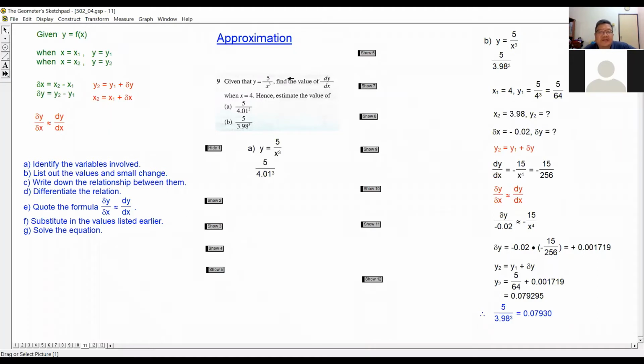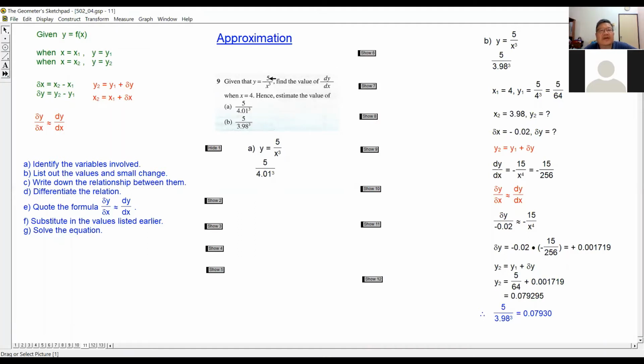So this means it is the approximate value of this thing. So that's why this question is approximation. They are actually asking you to find the y2. Okay or not? So they ask you to find y2 and not the delta y. You have to find delta y first. Okay, right.